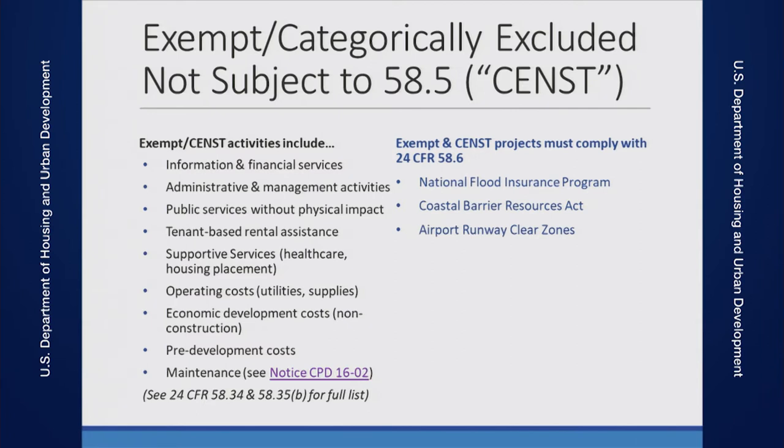These are presented in our regulations as two distinct levels of review, but there's no real difference between them, so we lump them together. Our regulations list many, many exempt and CENST activities at 24 CFR 58.34 and 58.35(b), but a lot of the key ones are listed here. These are primarily activities without environmental impacts, like supportive services, planning costs, administrative and management expenses, tenant-based rental assistance without any repairs or rehab beyond routine maintenance, as long as the tenant is free to select their own unit.